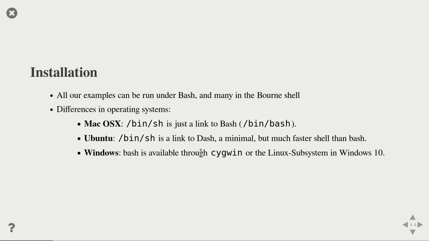So all these examples that I'm going to show you today can be run under Bash, but also under derivatives like dash that you will have on Ubuntu. Just to make you aware of the differences on the operating systems: on Mac you have the shell available under /bin/sh, but that's essentially a link to Bash, which is installed under /bin/bash. On Ubuntu, as I mentioned, /bin/sh is a link to dash, which is a smaller version of Bash, but it's much faster. And if you're on Windows, you have two options. You either install Cygwin, so if you Google that, you'll find instructions how to install it, or you can install the Linux subsystem in Windows 10, which also gives you a shell environment.